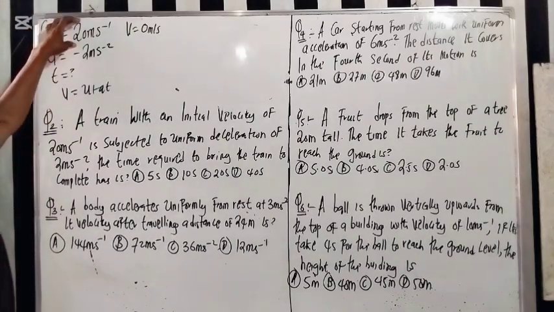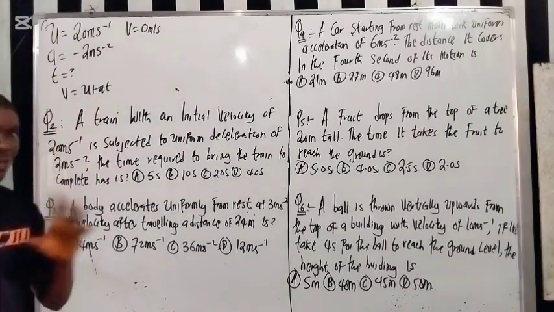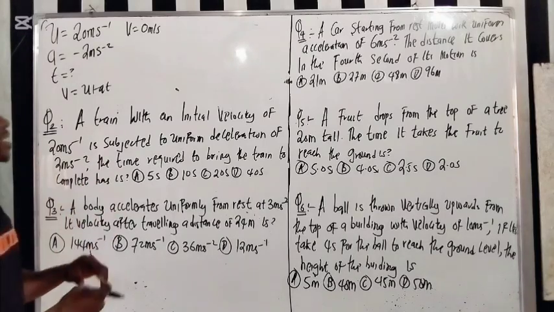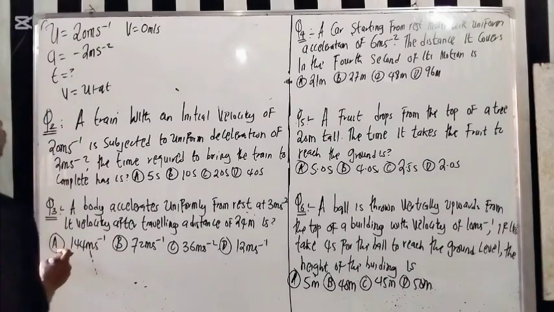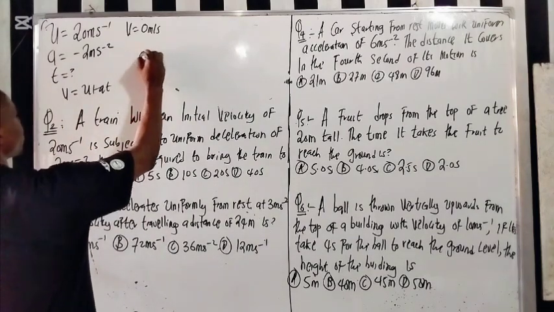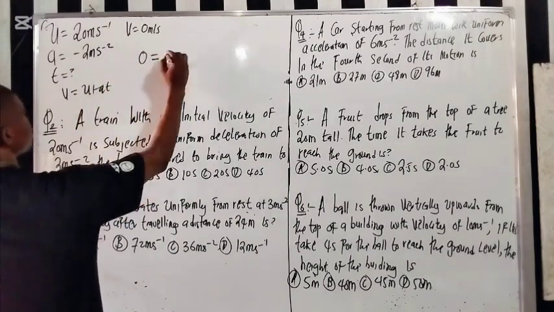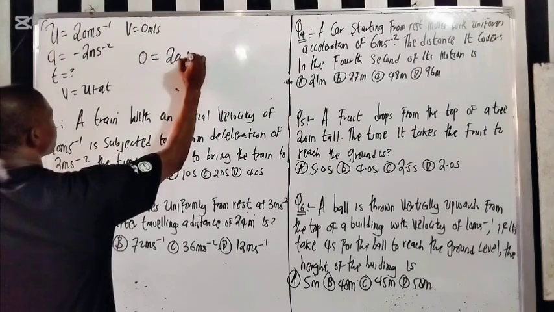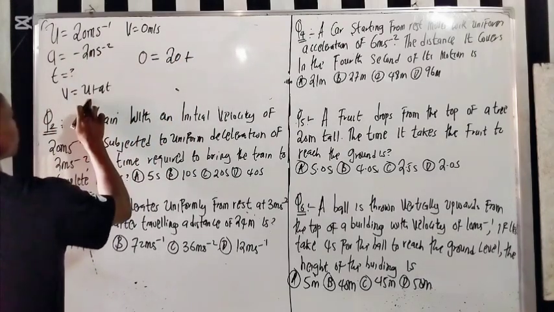Now my initial velocity is here. My v we are not given, so it's going to be 0. So how do you solve it here? Let's substitute our values. It's going to be 0 equals u, which is 20, plus. Remember there's a plus here, right?